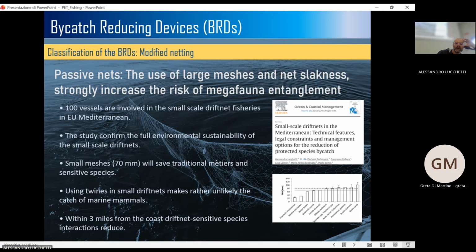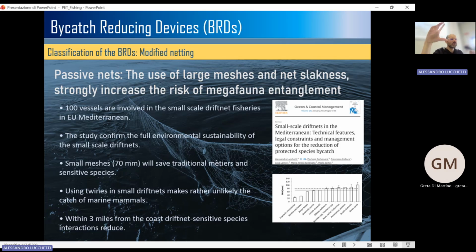Or we published several papers on this, again, on the dimension of the mesh size. For the drift nets in Italy, you have to use netting with meshes no more than 100 millimeters, which is regulated as the opposite of, let's say, bottom trawling. In bottom trawling, the regulations say you cannot use meshes smaller than 40 millimeters square. Here, you can't use meshes more than 100 millimeters.